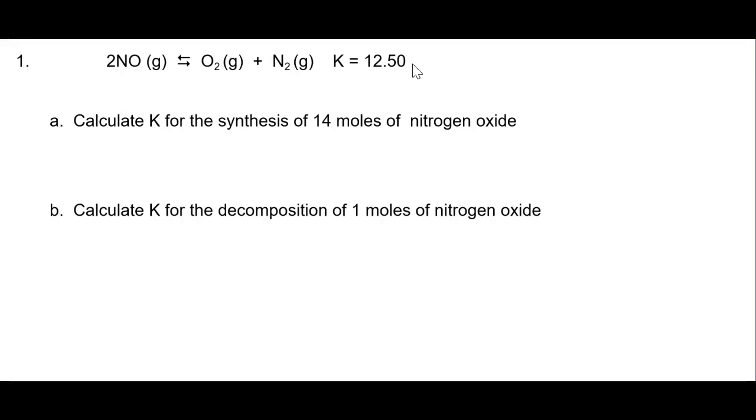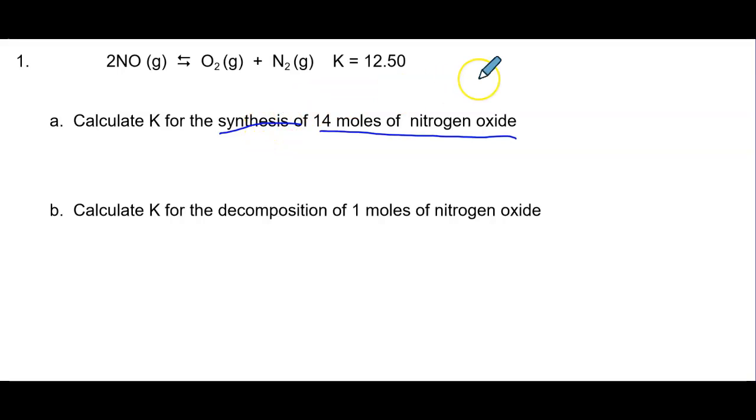Okay, so here we have a chemical equation, and we have a given K value right here, a given K value of 12.50, just completely made up by me, so bear with me. And we need to calculate K for the synthesis of 14 moles of nitrogen dioxide.